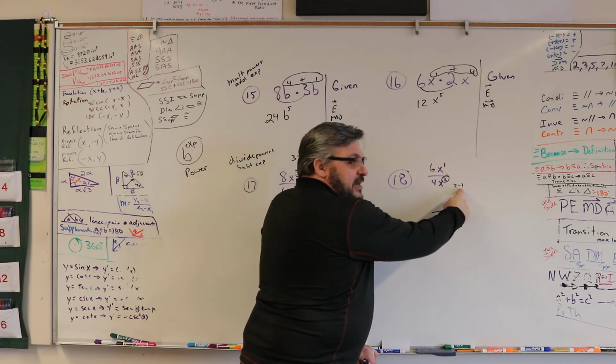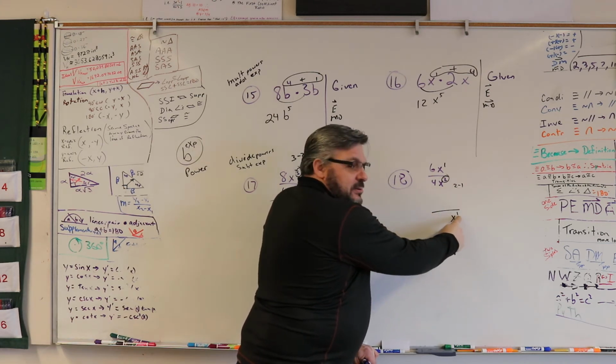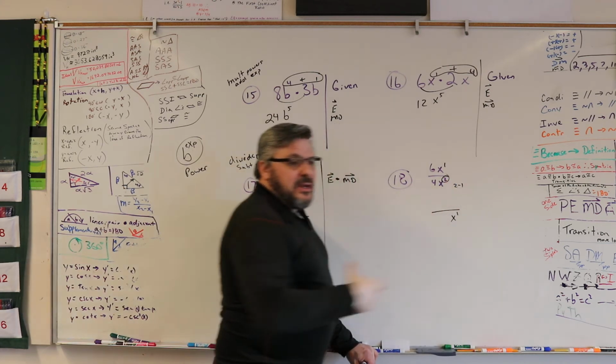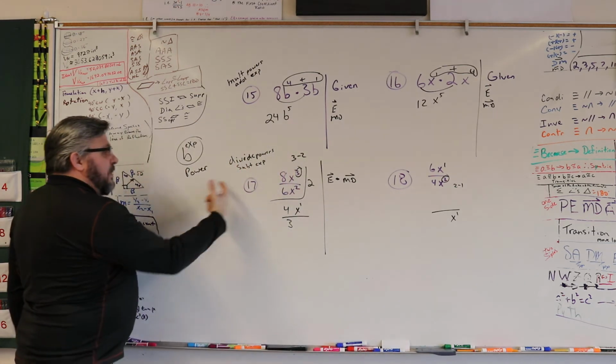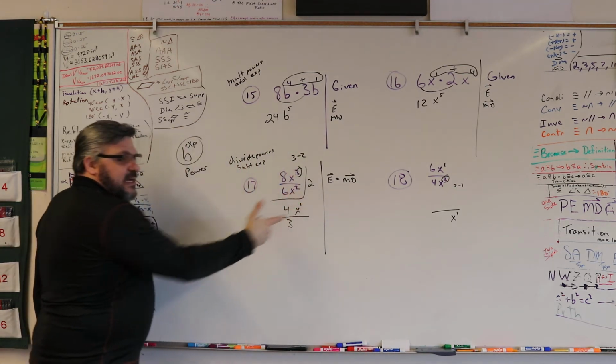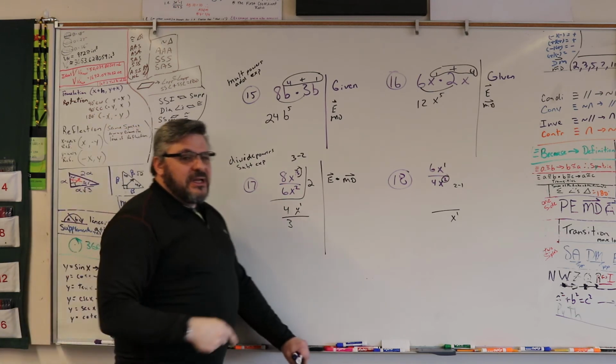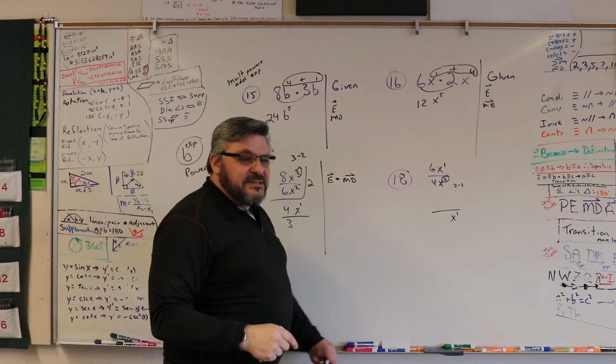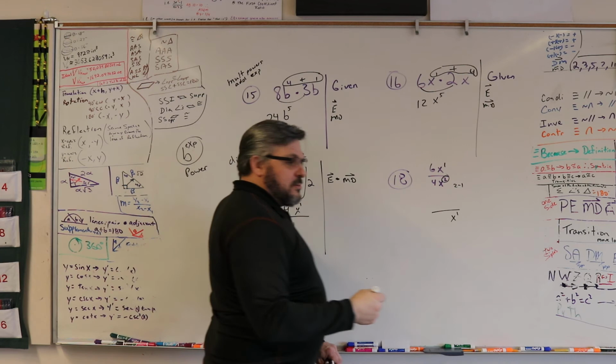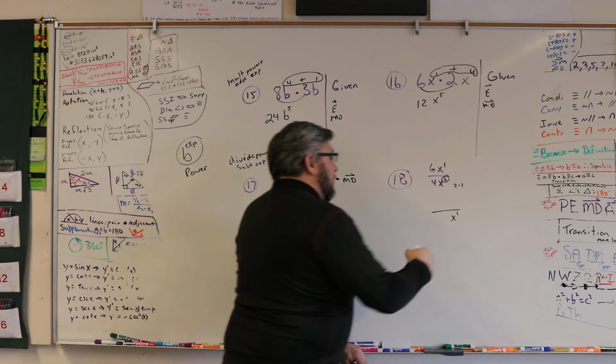2 subtracted by 1 is 1. And it goes in the bottom because the bigger one's in the bottom. Yep. Here, the bigger one is in the top, so it stays in the top. You guys might be looking at this and laughing. Next week, you got a test on it. So, laugh all you want.